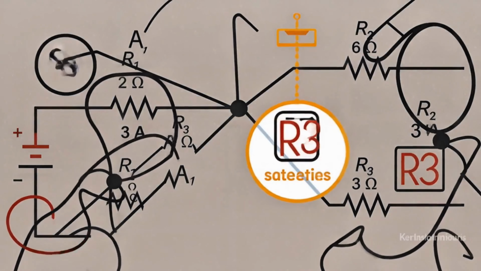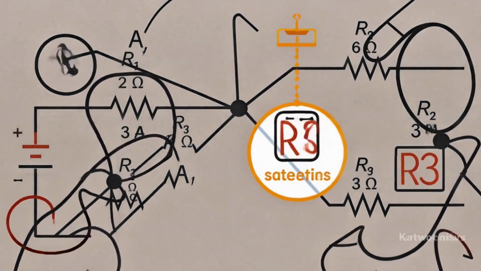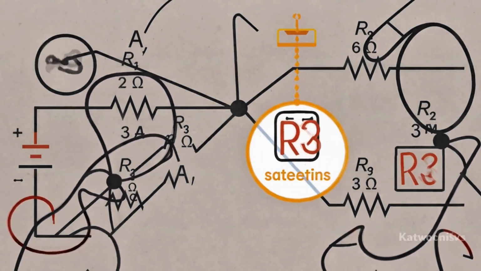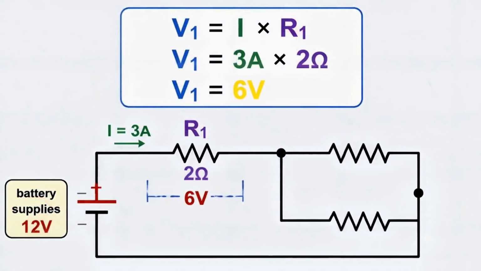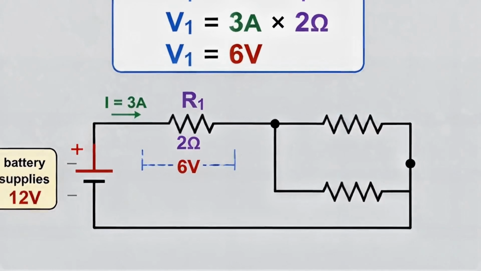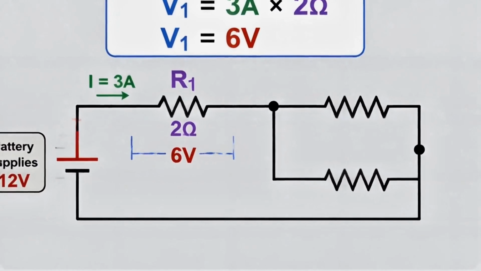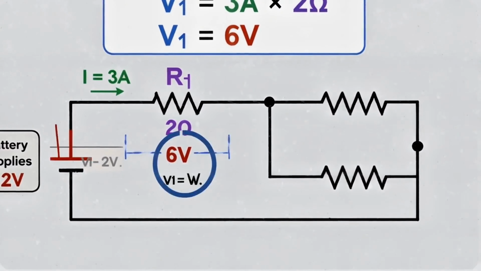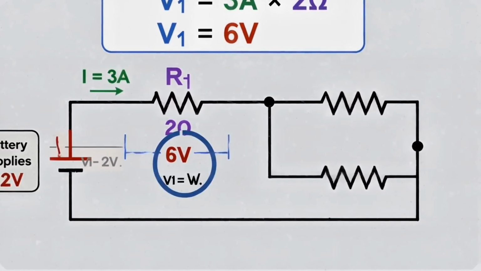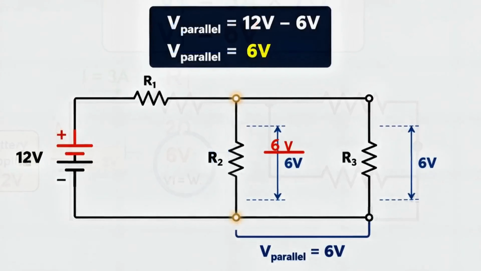But when this current reaches the junction, it separates. How much travels through each branch? First, we need to know the voltage across that parallel section. The voltage drop across R1 can be calculated using voltage equals current multiplied by resistance. V1 equals I times R1. V1 equals 3 amps times 2 ohms. V1 equals 6 volts. The battery supplies 12 volts and 6 volts are used across R1. That leaves 6 volts across the parallel section. V parallel equals 12 volts minus 6 volts. V parallel equals 6 volts.